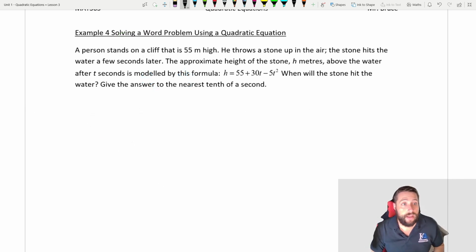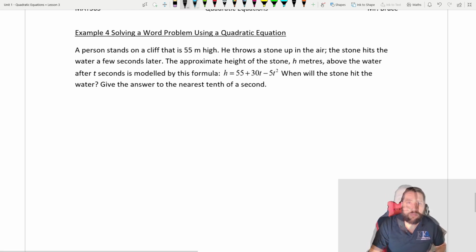Okay, last one. We're going to use an example using a word problem. So a person stands on a cliff that is 55 meters high. He throws a stone up in the air. The stone hits the water a few seconds later. The approximate height of the stone, h meters above the water after t seconds, is modeled by the formula. And so we're given the formula: h is equal to 55 plus 30t minus 5t squared. When will the stone hit the water? Give the answer to the nearest tenth of a second.